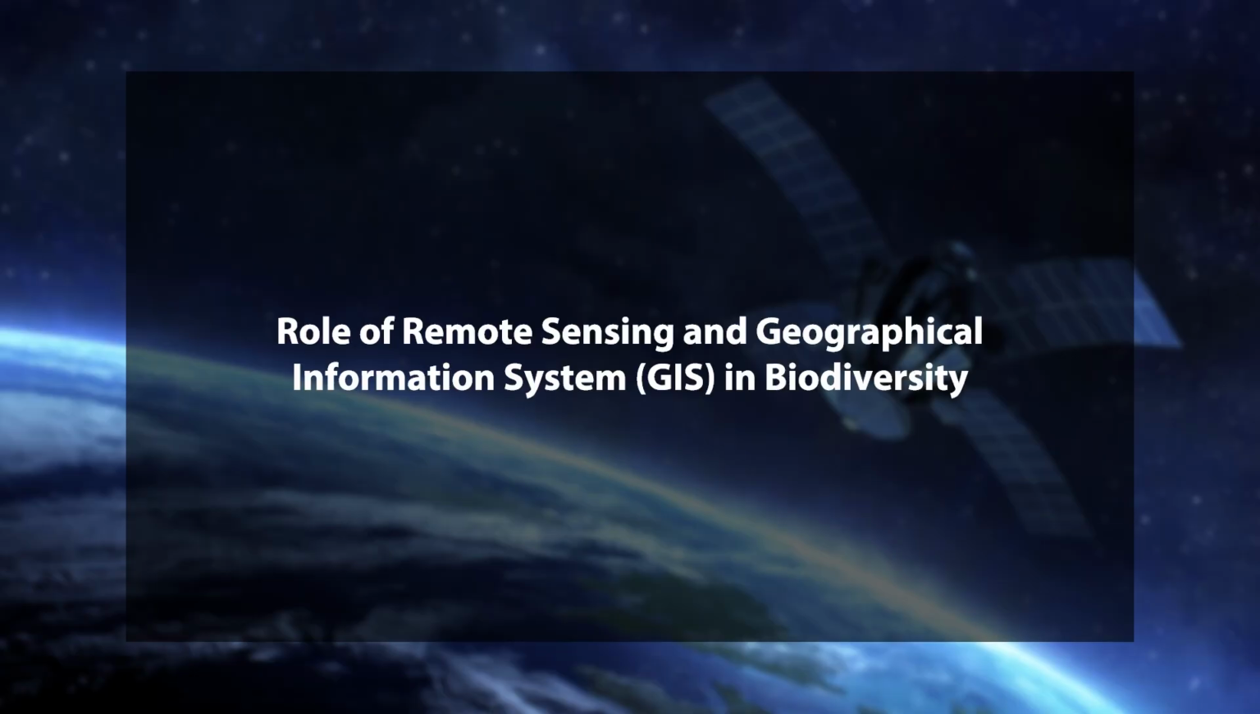Dear students, let us now talk about the role of remote sensing and geographical information system in biodiversity. It is very difficult to acquire information regarding species distribution with respect to location and time simply on the basis of field assessment and monitoring.